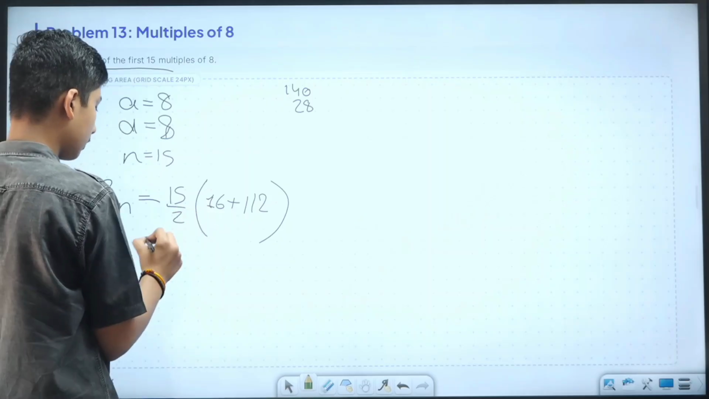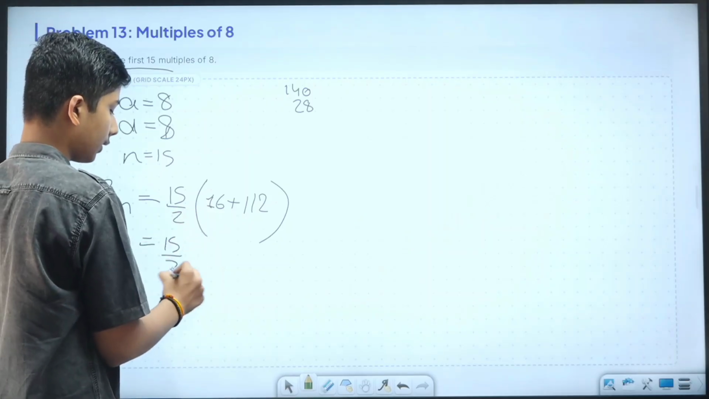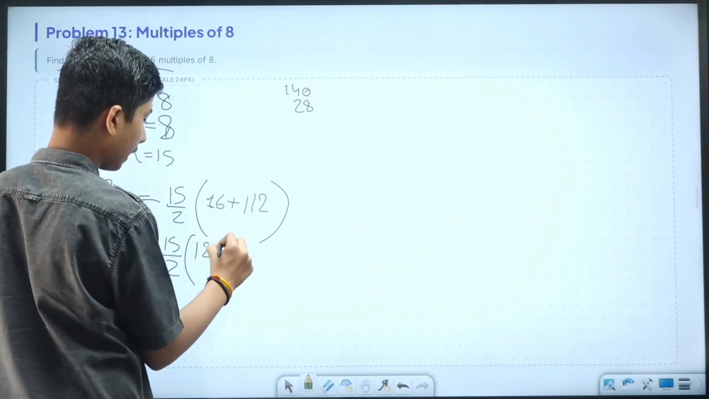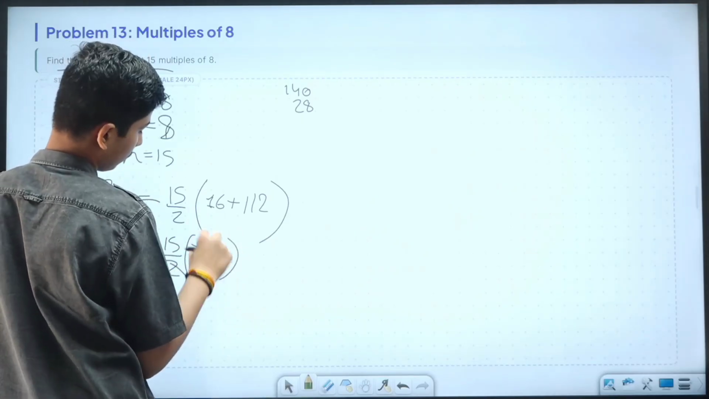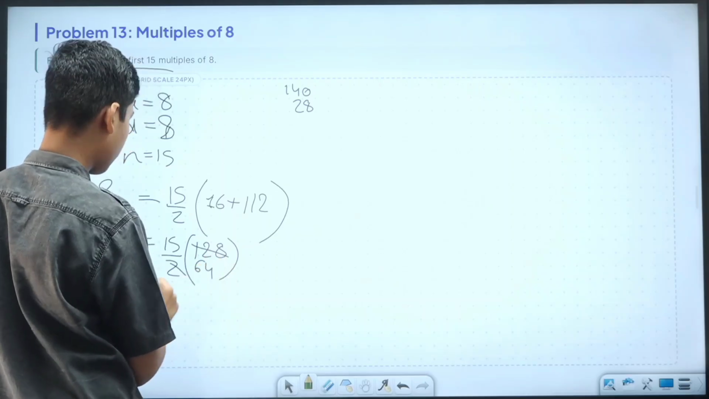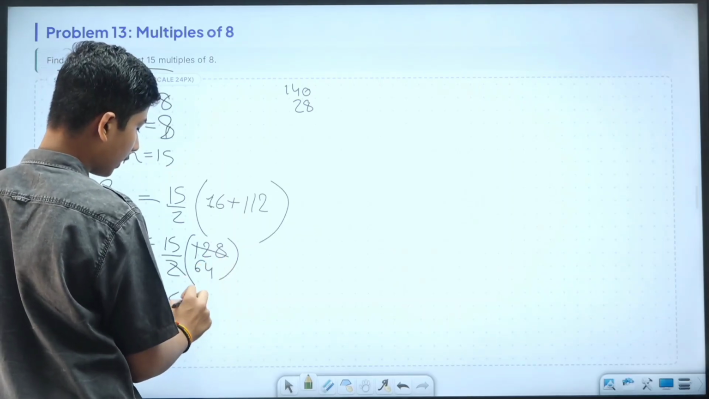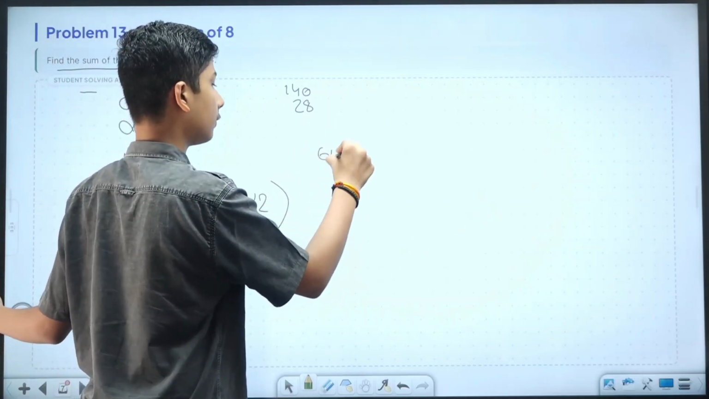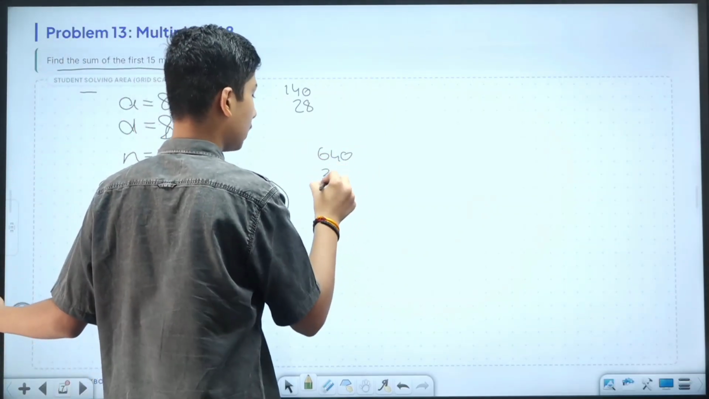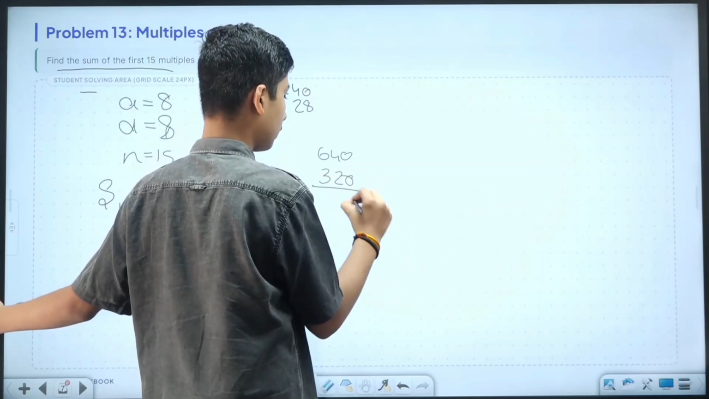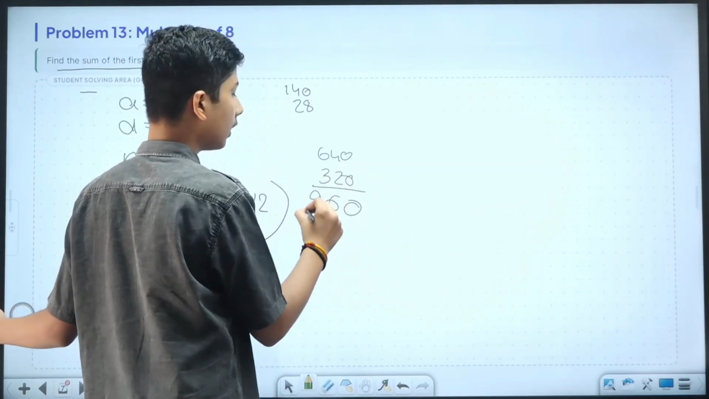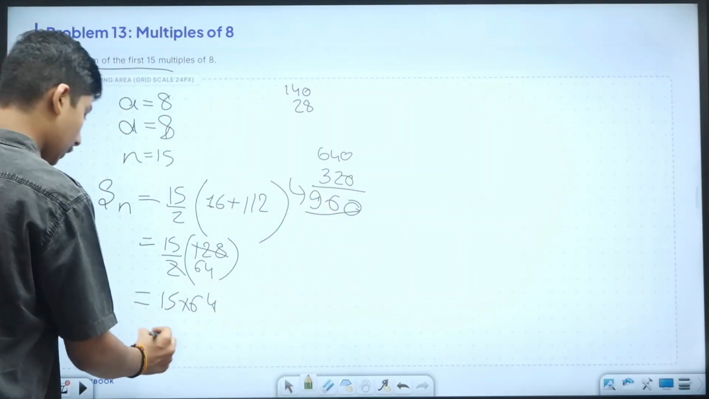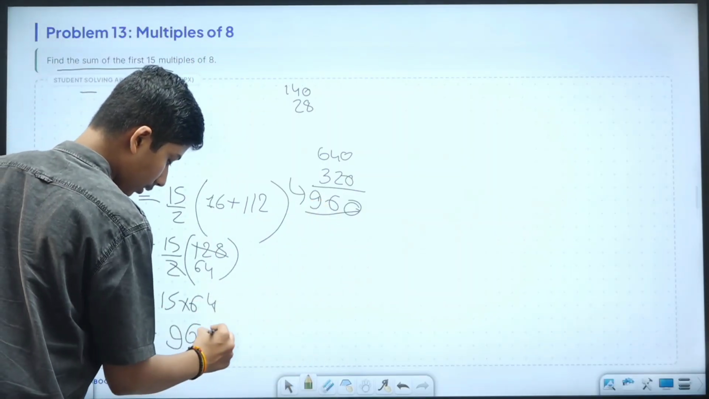When we solve this, we get 15 by 2 into 112, 128, 64. So answer will be 15 into 64, 640 plus 320, which is 960. 960 will be our answer of this question.